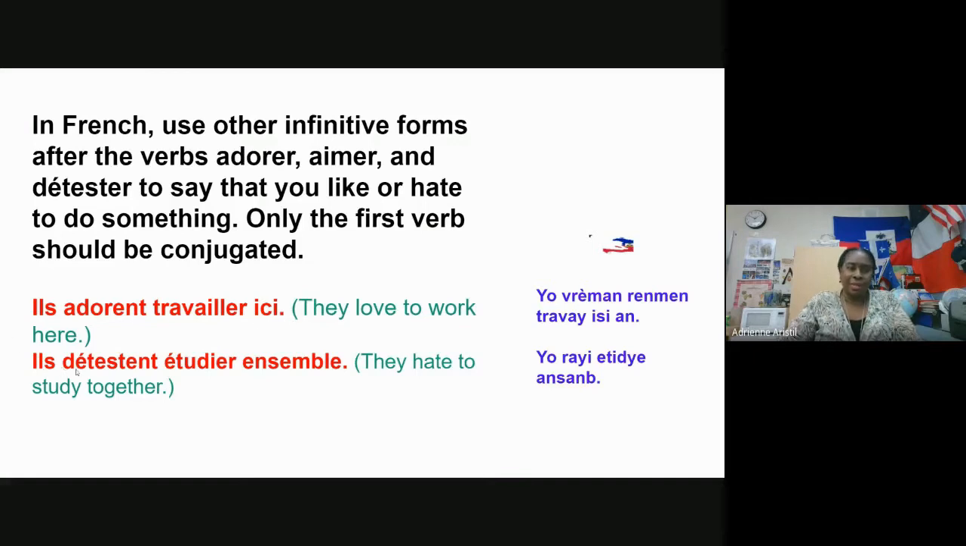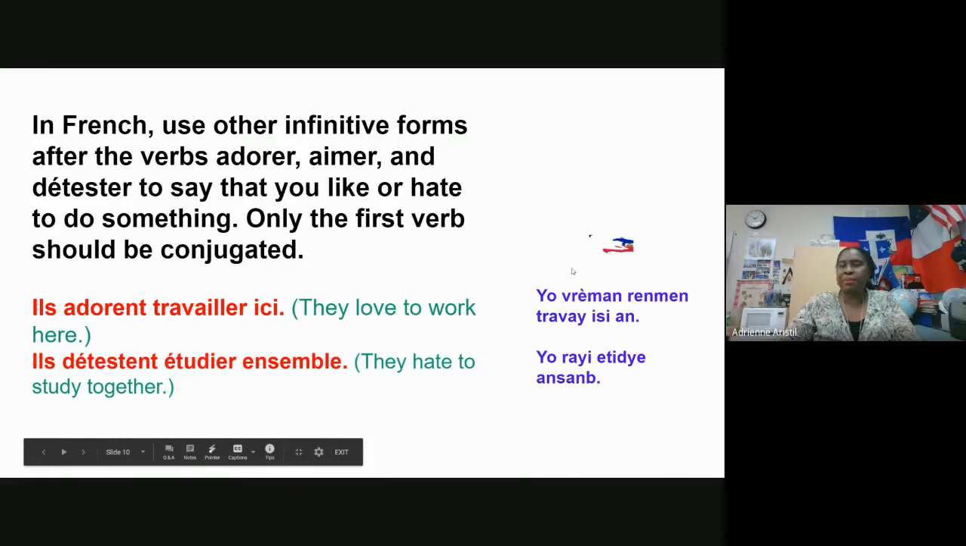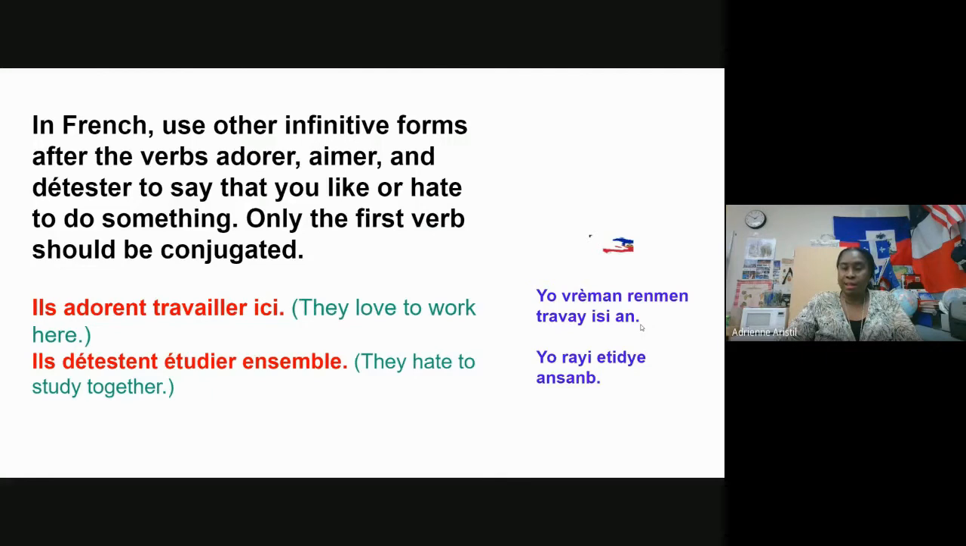The next one, the same thing. Il déteste étudier ensemble. They hate to study together, or studying together. In Creole, you vraiment aimé travailler ici, hein? And you raille étudier ensemble.